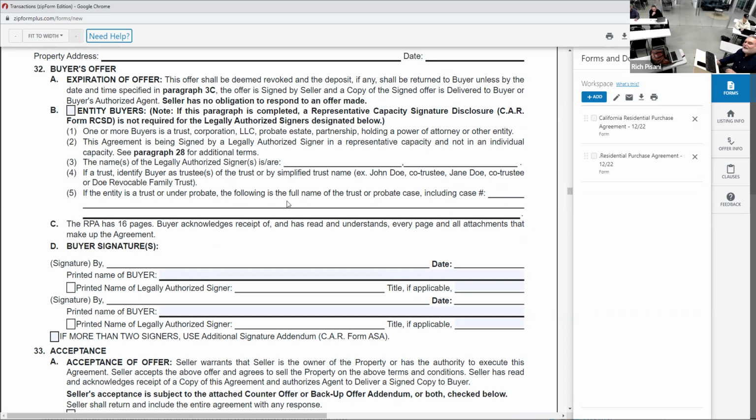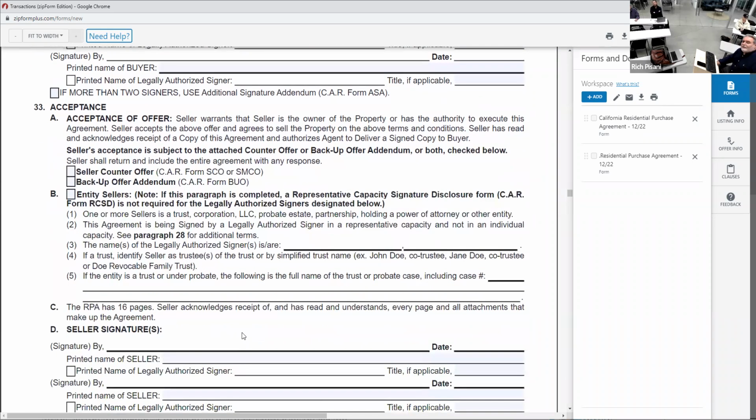Then down here, the name of the entity. So John Doe Trust, John Doe Estate if it's probate, ABC Corporation, that goes there. And then it's signed. And if it is a legally authorized signer, then you check it and their title, John Doe, Trustee. Otherwise, if it's just a regular buyer, then John Doe. And then the seller has the option of just accepting, doing a counter offer, or if it's a backup offer, checking it's a backup offer.